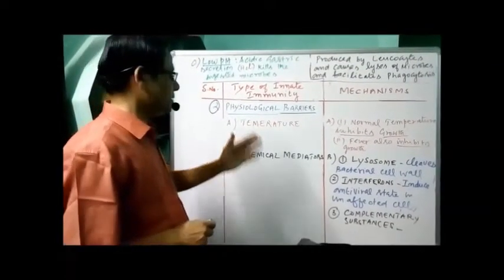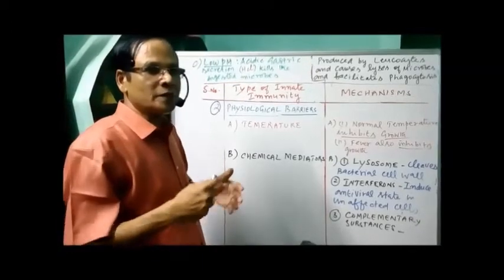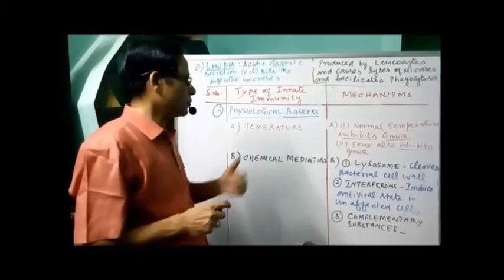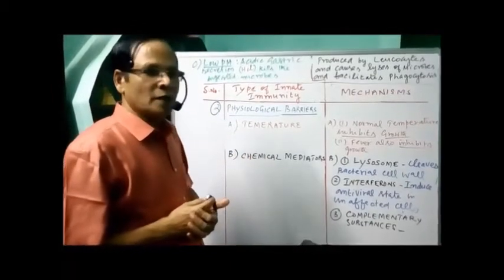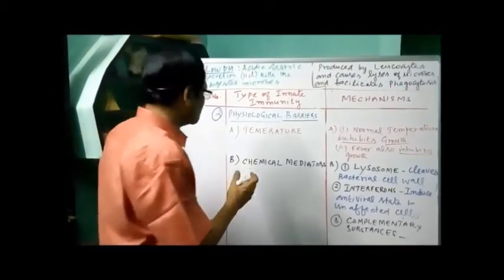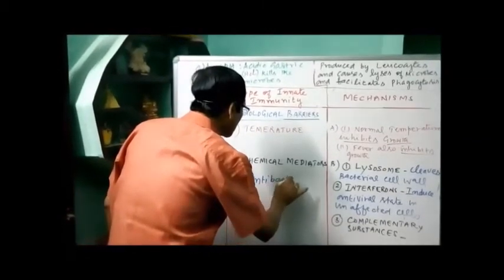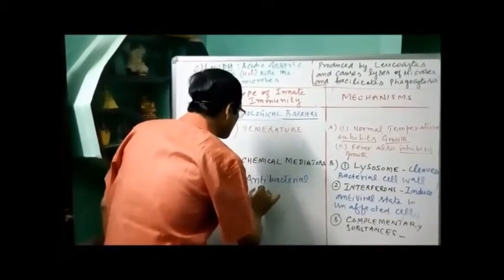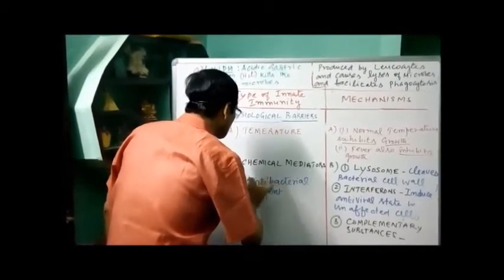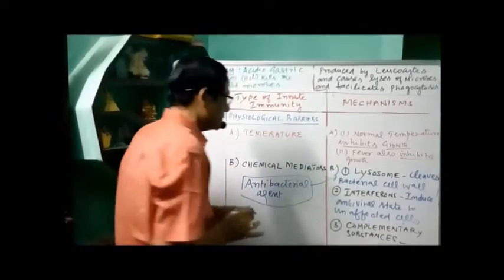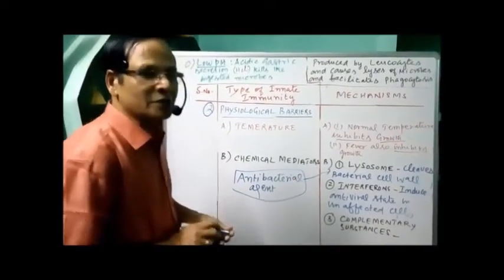Now, chemical mediators. We have a number of secretions inside the body. They afford immunity to the body. Number one, lysosome. Lysosome is an antibacterial agent. This is one important main question. Antibacterial agent. Now it is working against bacteria.